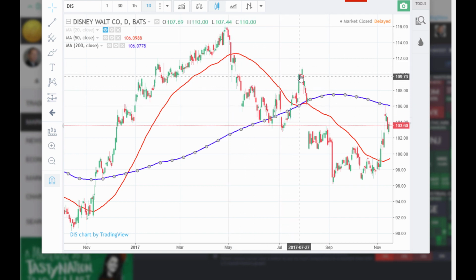Even though it's popping up here, what do we get? We get a death cross, which means be careful. There's more downside ahead. And you can see the stock gapping down and trending down once again. Also, as you can see, as the stock comes back up to 106, it hits its head on resistance, which is now the 200-day moving average. So it's very common for support to become resistance.